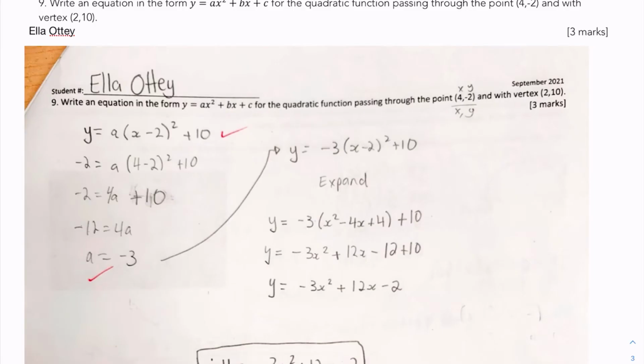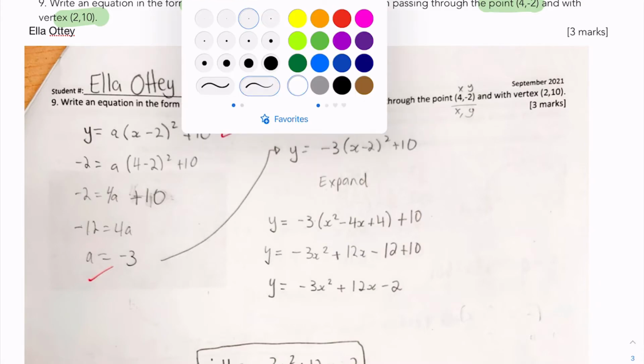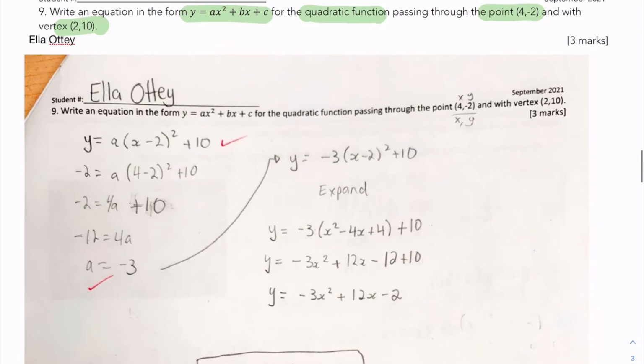So in this next question, we are trying to determine an equation in standard form for a quadratic function passing through the point (4, -2) and with a vertex of (2, 10). So this solution here is brought to you by Ottey. Let's take a look at what she does. She begins by writing the vertex form of the equation with the values of the vertex, the h and k, one over here and one over here. Again, just taken from the wording of the problem, and puts it directly in.